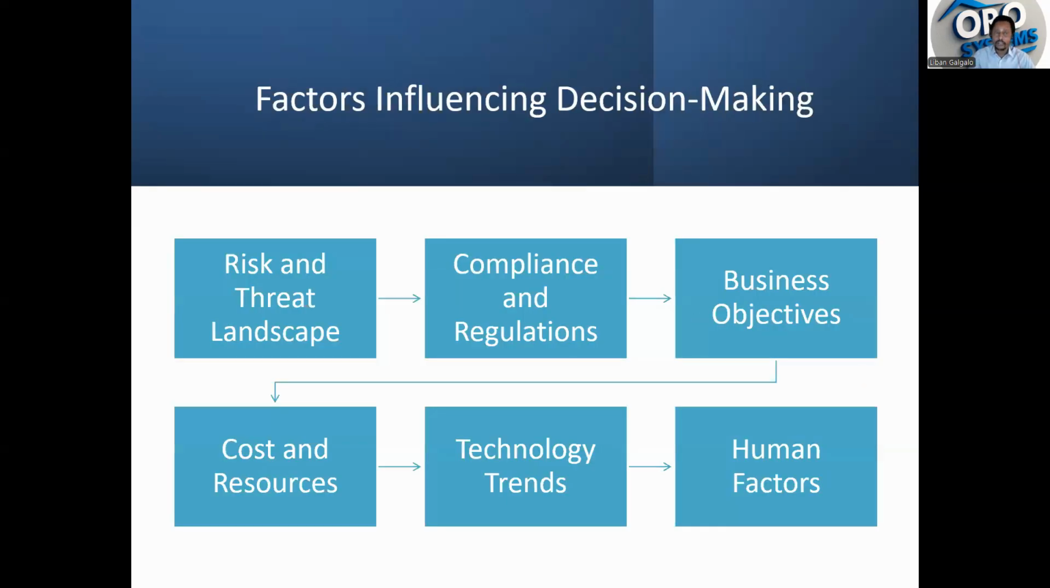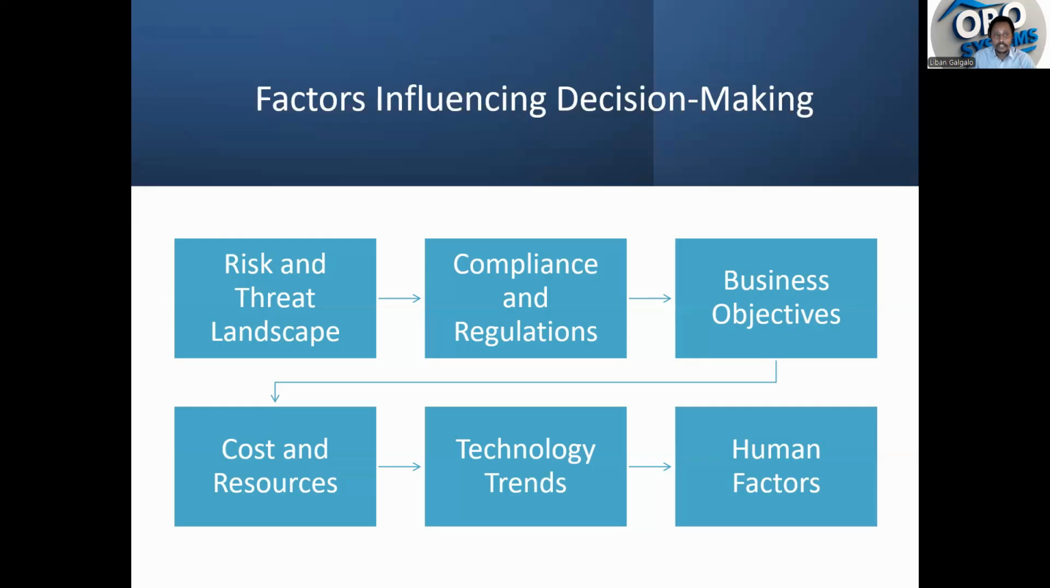What kind of factors influence the decision making? Like we already touched on a couple of them. The first thing is the risk and threat landscape. If there's high risk and threat out there, the company may act very quickly. If they feel there's no risk related to this issue, they don't really have to take any action because of the cost. Maybe people prefer not to pay high amounts of money for something which is not really affecting their company.